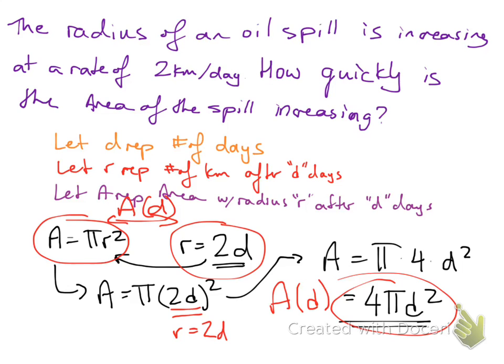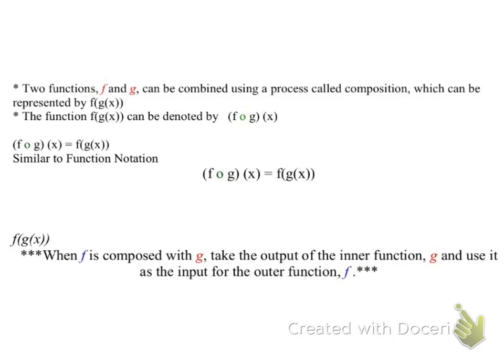All right, so let's see how we do that mathematically. Two functions f and g can be combined using a process called composition, which is represented by f of g of x. It can be written like that, and it can be written like this, which again is f of g of x.